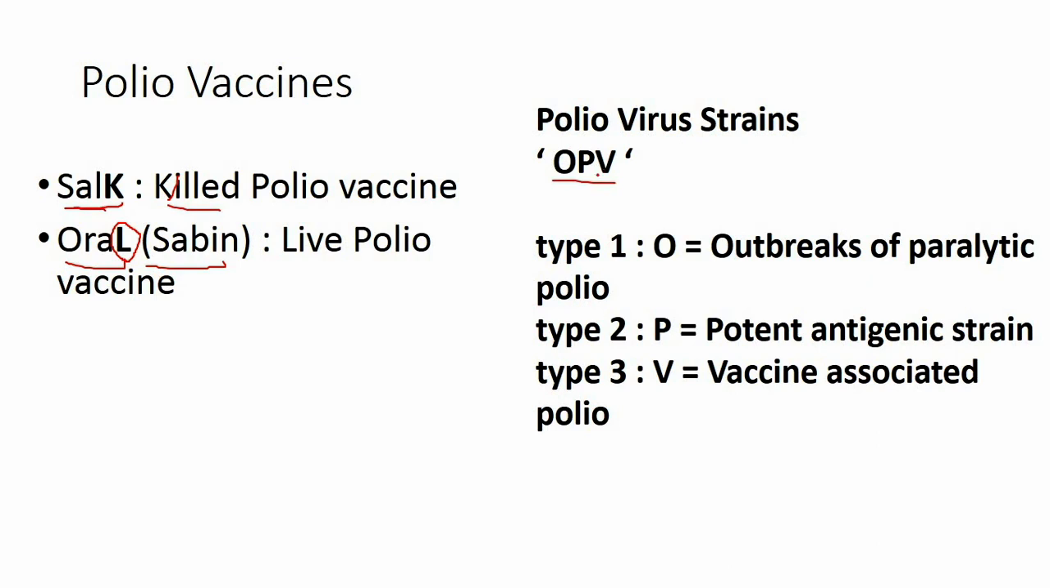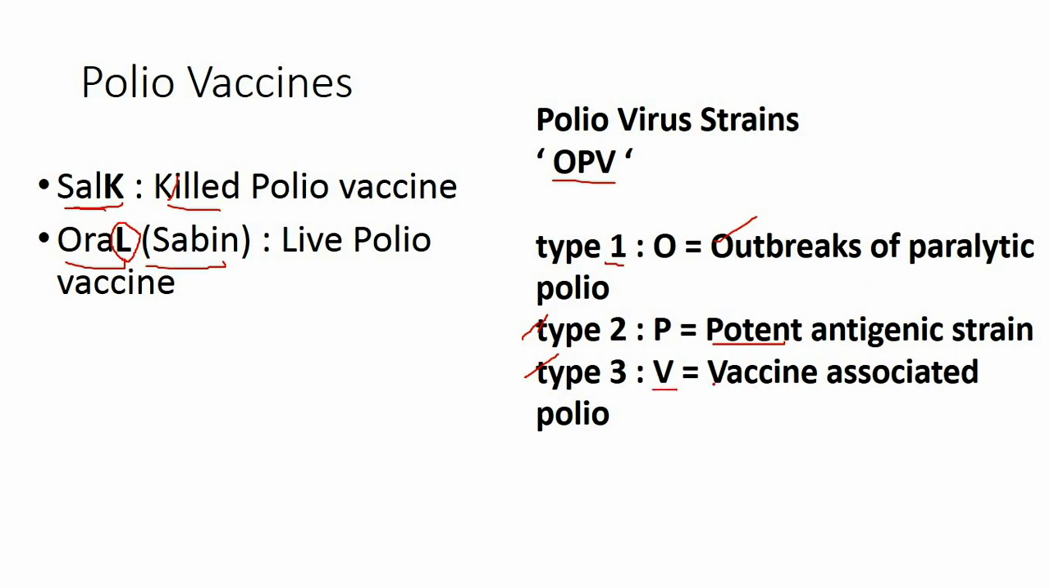For polio virus strains, OPV 1, 2, 3. So OPV type 1 is mostly involved in outbreaks of paralytic polio, which is still prevalent in this world. Type 2 and type 3 have been already eradicated. Type 2 was the first to be eradicated. OPV type 2 is a potent antigenic strain which was eradicated from the world prior to type 3. So type 3 has been recently eradicated.